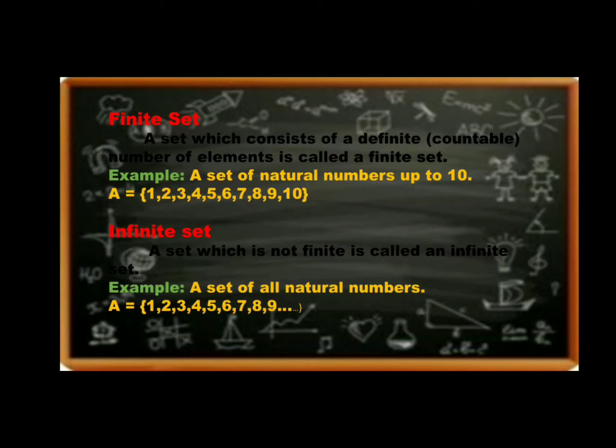For now, let's find the difference between a finite set and an infinite set. First, a finite set is a set which consists of a definite or countable number of elements. For example, the set of natural numbers up to 10. Set A has the elements 1, 2, 3, 4, 5, 6, 7, 8, 9, 10. We can see that we can still count it. While an infinite set is a set which is not finite, or we cannot afford to count it. Example, the set of all natural numbers.